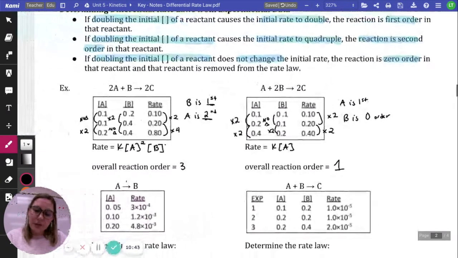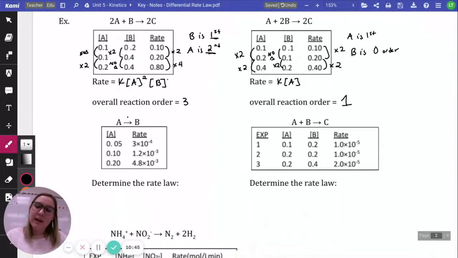Okay, so I want you guys to go ahead and try to do the next two. They are a little bit trickier just because we do have some scientific notation, but I want you guys to try to do them and then pause your video and come back and check your answers. All right, so pause your video now.